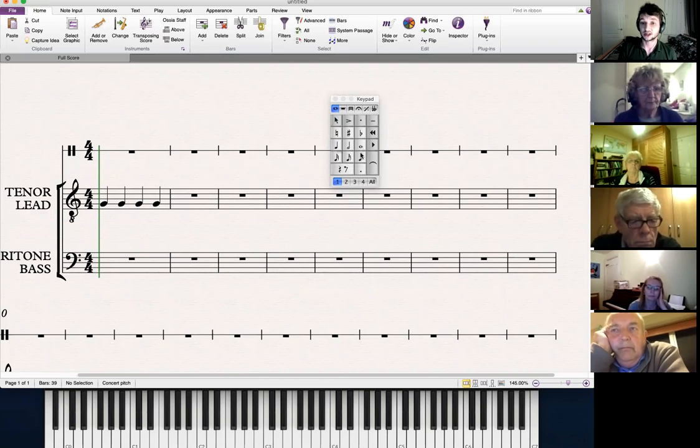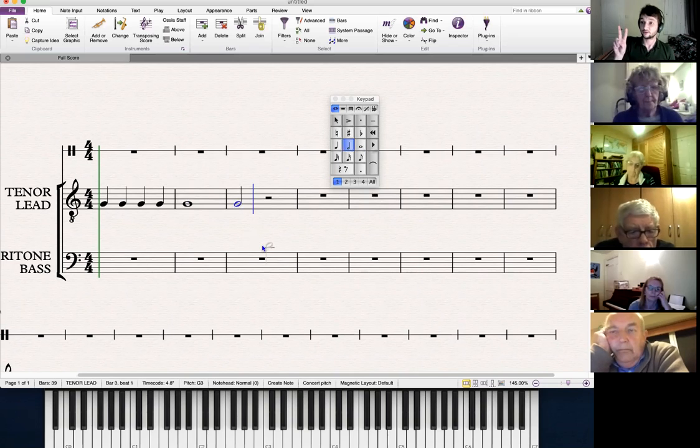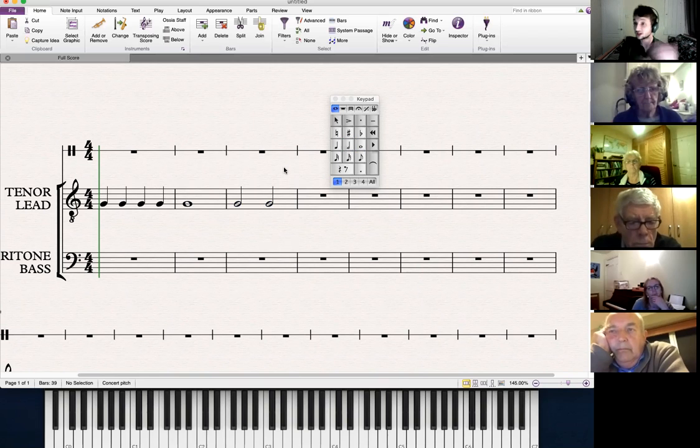So maybe I'll take a semibreve, okay? And I'll put that in that bar. There you go. Now you can see that all the beats in that bar have been used up, because that semibreve takes up all the beats. I could take a minim, which would use up 2 of the beats, and I've still got 2 beats left. So I'll put another minim in there. And now all the beats have been used up. 1 2 3 4.